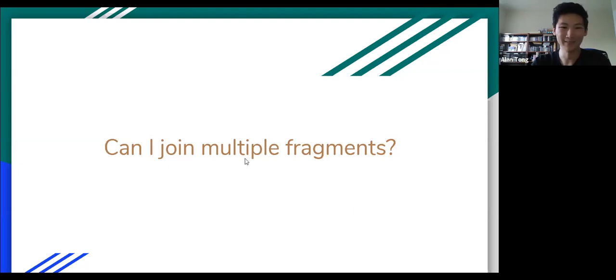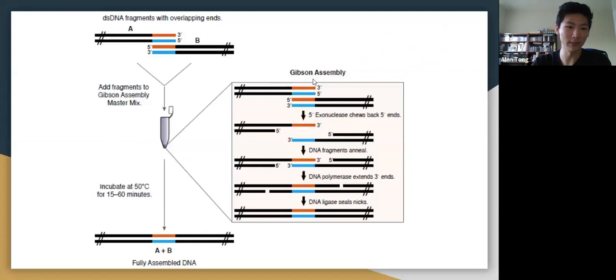And so the idea is using something called Gibson Assembly. This is a very important procedure that a lot of people use because it's a very simple way. It's really just a one-pot mixture. You just throw it all into this master mix, it all mixes together, and you get this ligation. So how does this work?